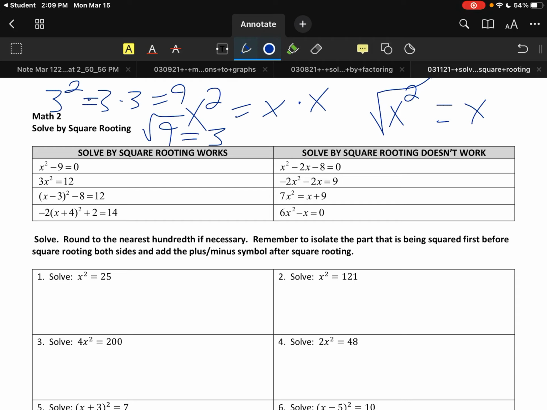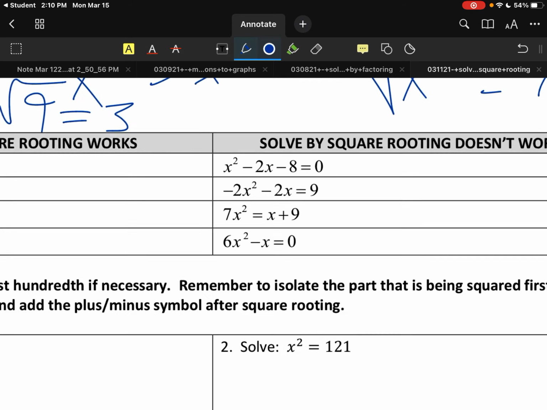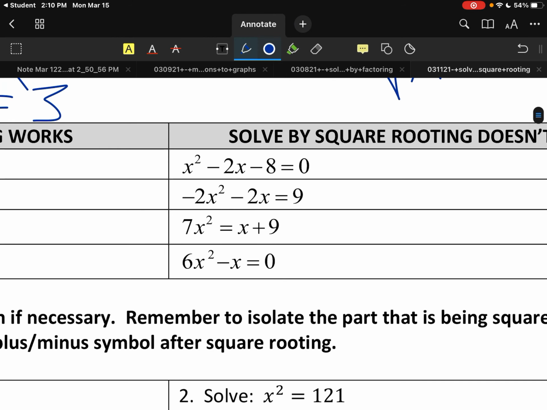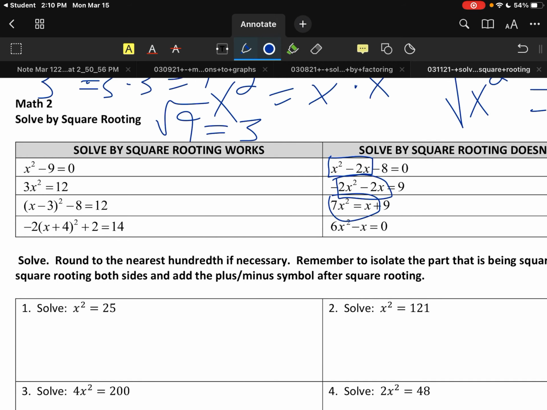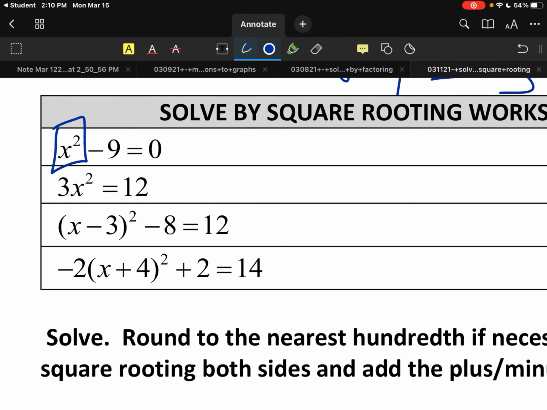So there are some examples here where solve by square rooting can work and where it cannot work. Most important, you cannot do solve by square rooting if you have an x squared and an x in the problem, like this one. You can only do it when you have just an x squared term. This is an x squared term. This is also an x squared term, because if you multiply that out, you get x squared, but you could also just take the square root of that and that gets rid of the parentheses. This is also the same thing, okay?